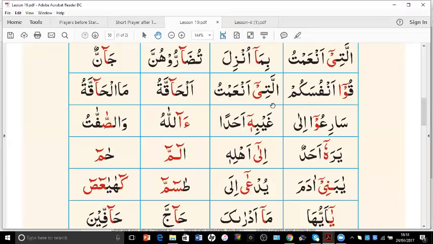Okay, well done. Let's do it one more time, okay? Lam mushaddad, going to join with the previous letter. We're going to stress on the lam, going to press down on it. Al. And then we do the fatha. Allah.